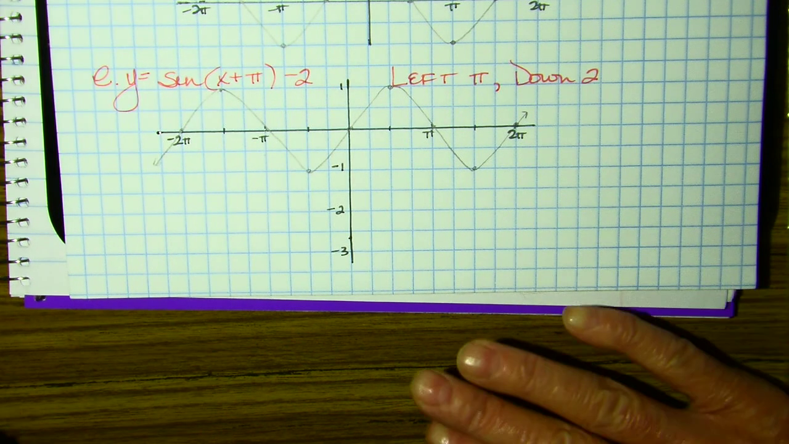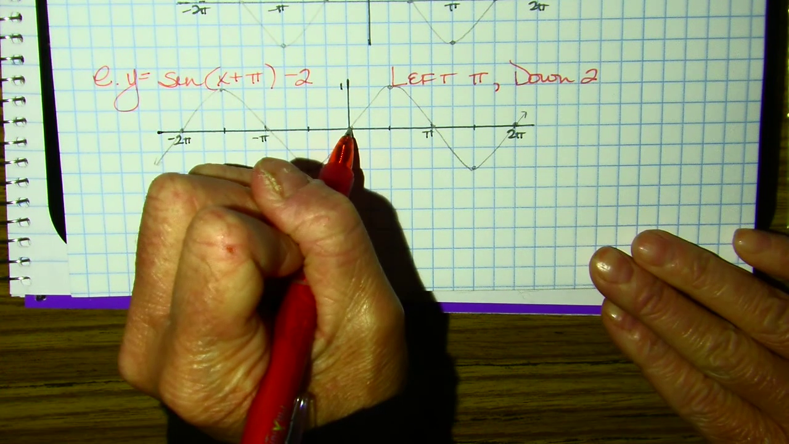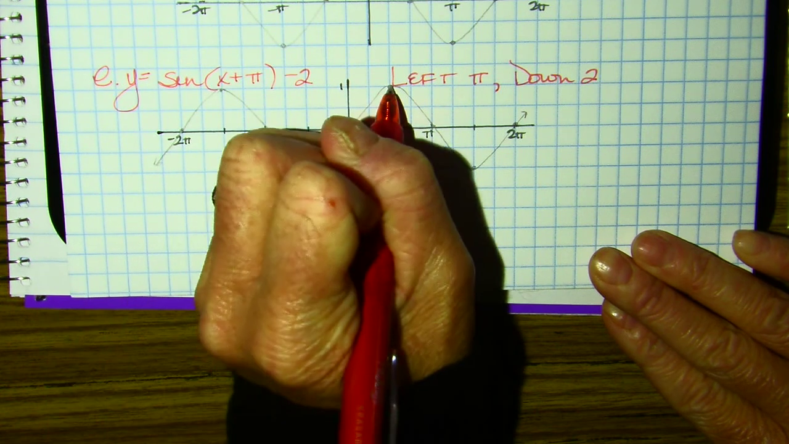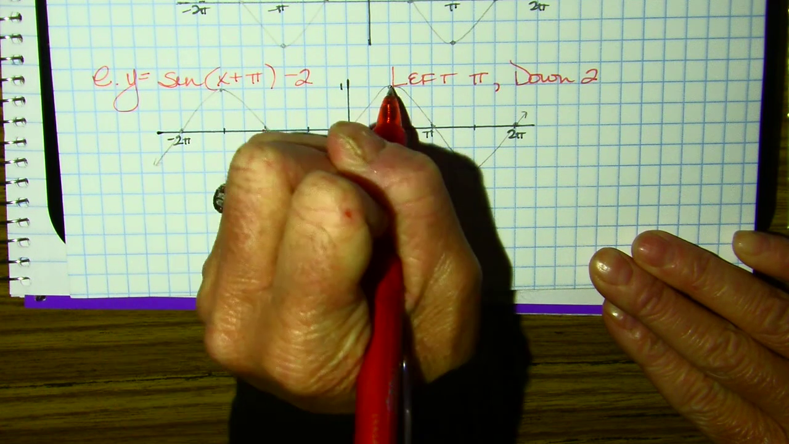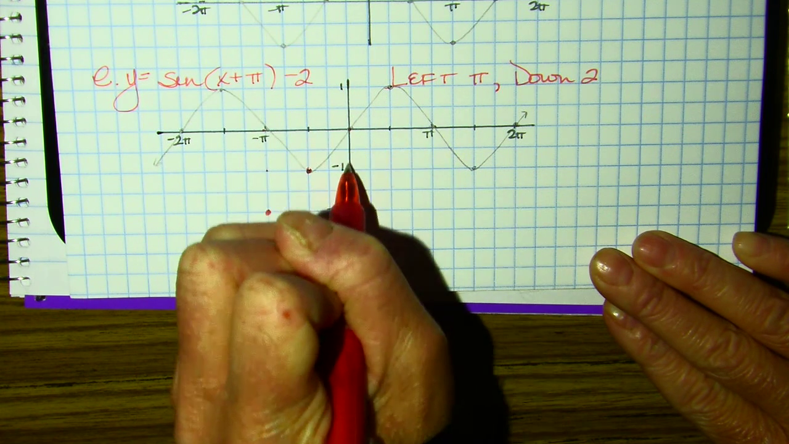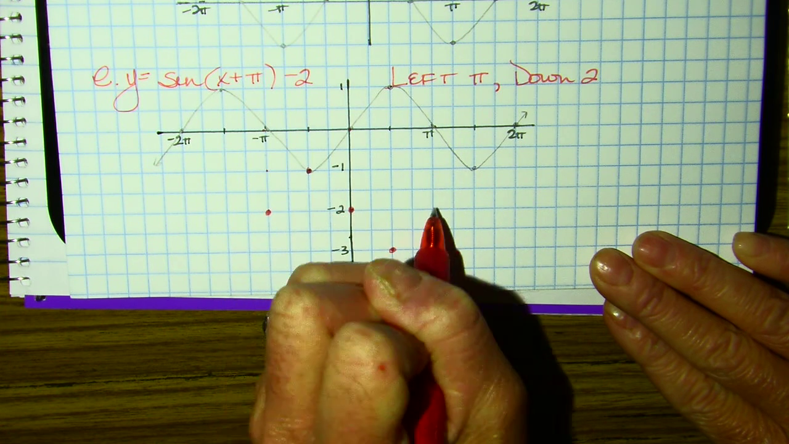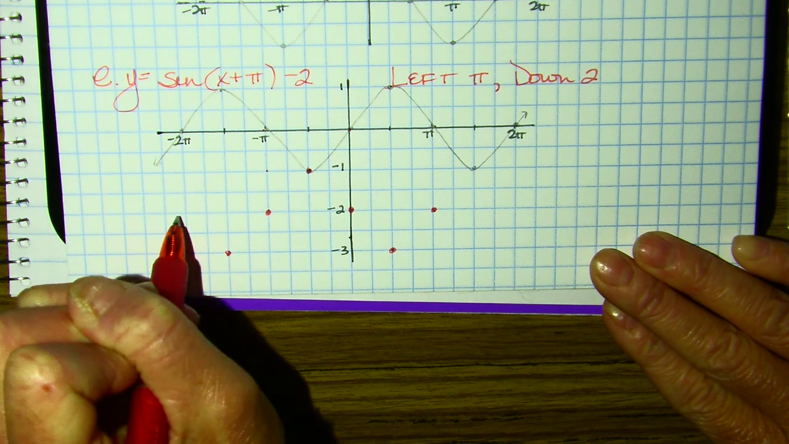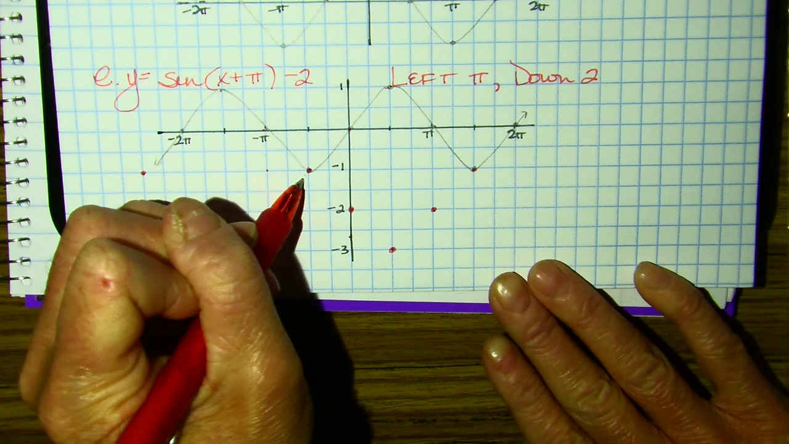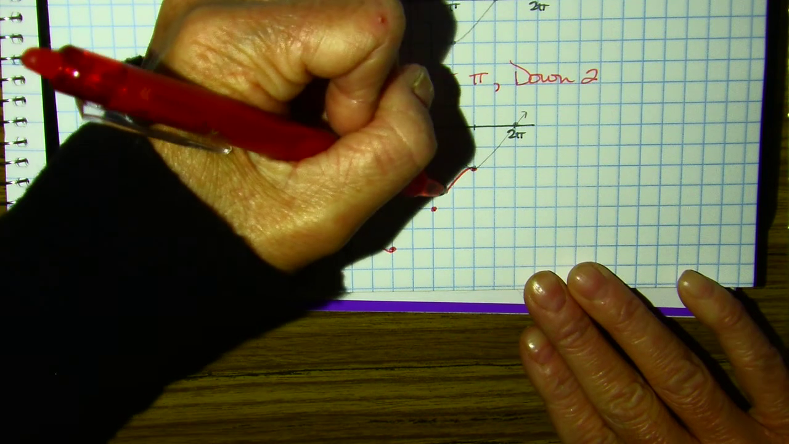All right, so I have to shift each point left pi units and down 2. So this point here would go to pi and then down 1, 2. Okay, now I'm going to do this one. Pi is 4 boxes away, so 4 and down 2. 4 and down 2. And then I can kind of guess based on the spacing where everything should be. And so now my graph, I'm going to try to do this very beautifully.